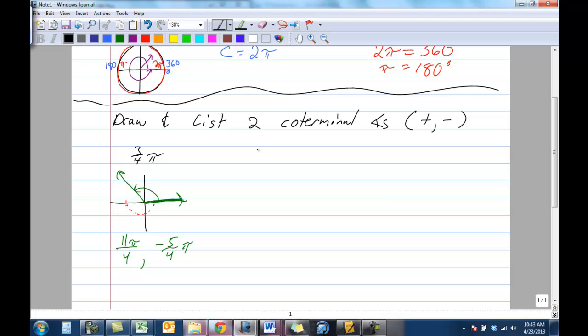Let's try another one. Let's kick it up a notch. How about 12 pi fifths? 12 pi fifths. Now 12 pi fifths is going to start here.